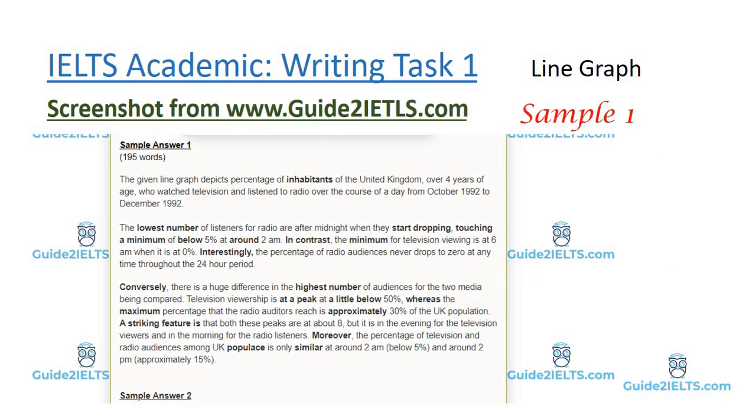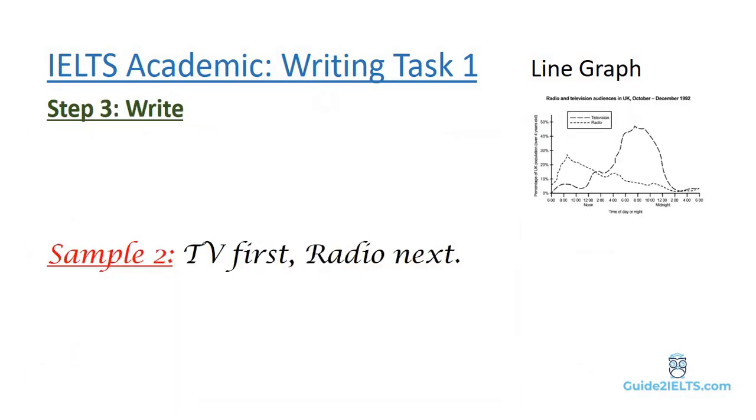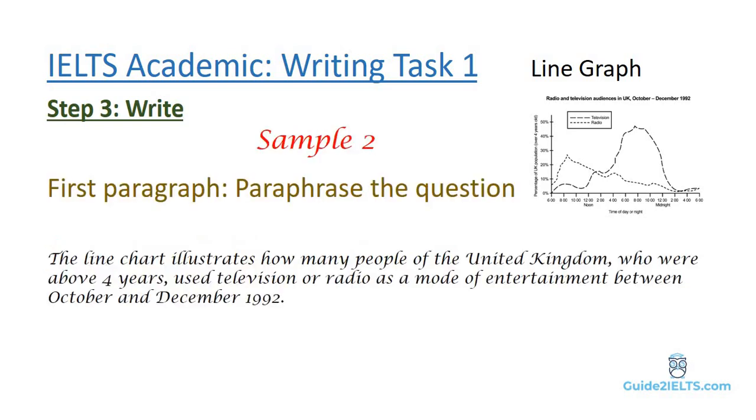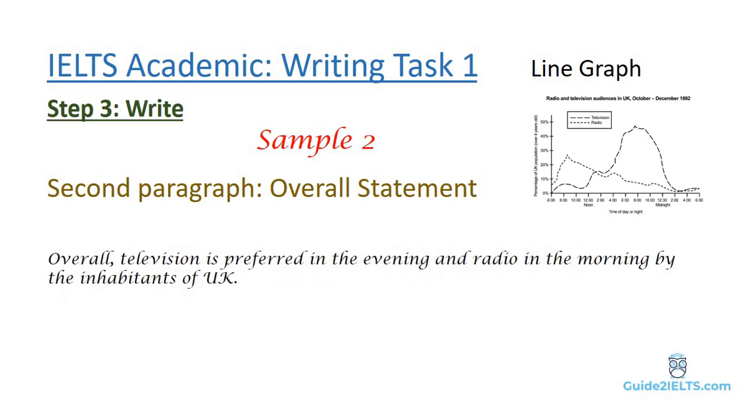Now on to the second sample for the same line graph, in which we'll write about audience percentages for both in the morning and then comparisons in the percentages as the day progresses. The first paragraph is again paraphrasing of the question, but we'll try it a little differently as compared to the first sample. The first paragraph, the line chart illustrates how many people of the United Kingdom who were above 4 years used television or radio as a mode of entertainment between October and December 1992.